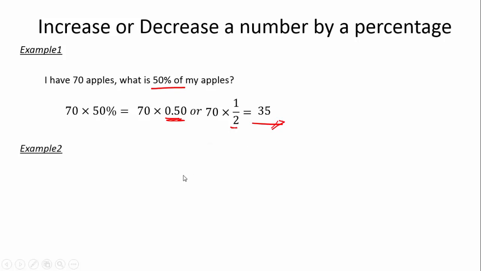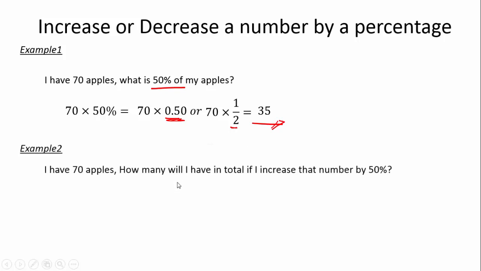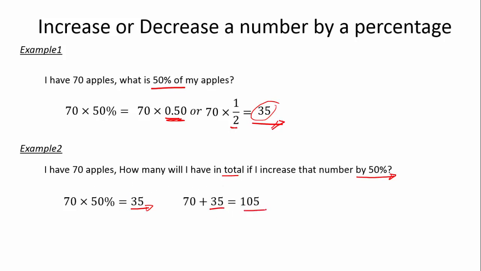Let's have a look at another example. I have 70 apples. How many will I have in total if I increase that number by 50%? Okay, you should already be getting some idea of it, we know what 50% of 70 is, right? So that's 70 times 50% is 35. And we want to increase the number by 50%. So we say 70 plus 35, and that is equal to 105.